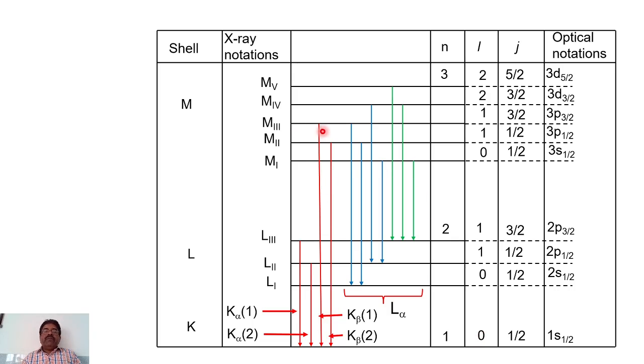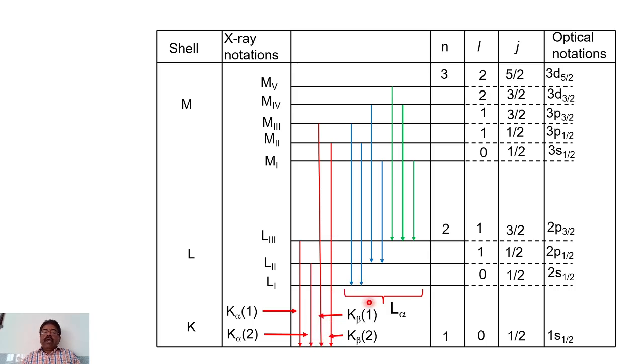If the transitions are from M shell to K shell, they are named, for example, M third to K shell is named K beta. So shorter wavelength, higher energy. And K beta 2, from M2 to K shell, has longer wavelength. So this is how the fine structure arises here.